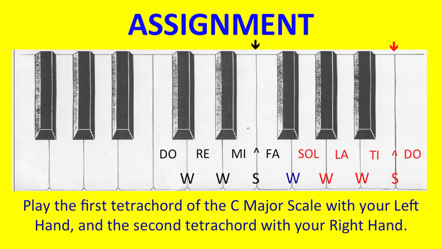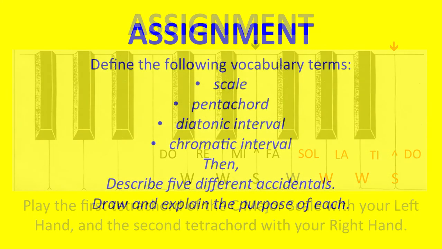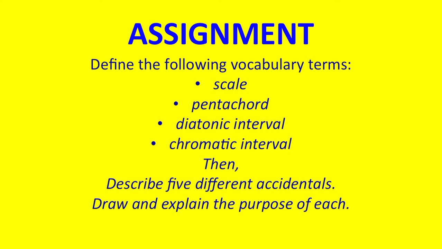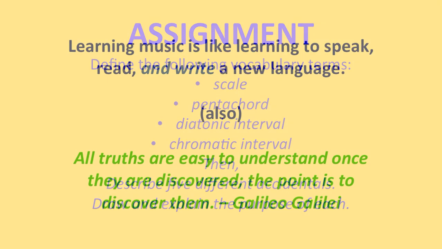Here are your assignments. On your piano keyboard, find and practice playing the 2 tetrachords with your fingers. Use both hands. Define these terms. Describe the 5 different accidentals and explain what they do. Then consider the following statements.